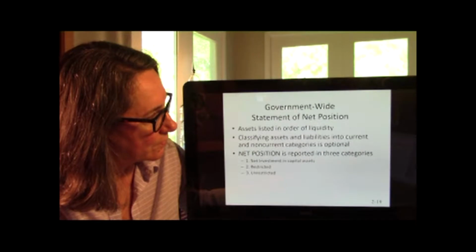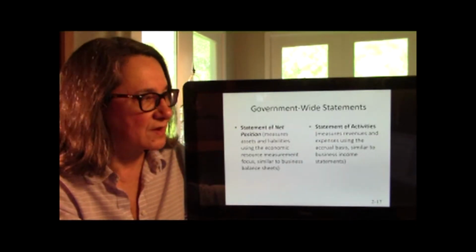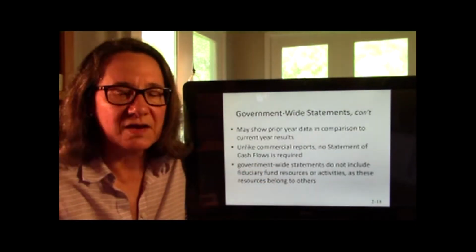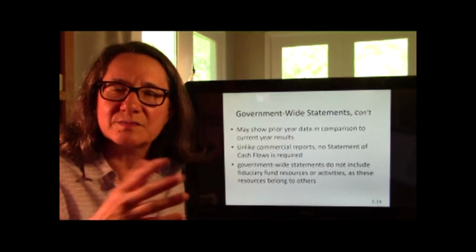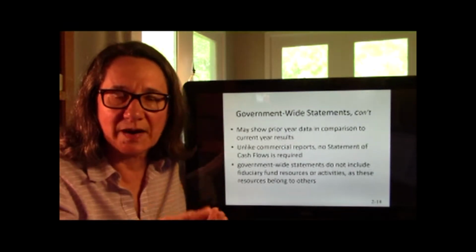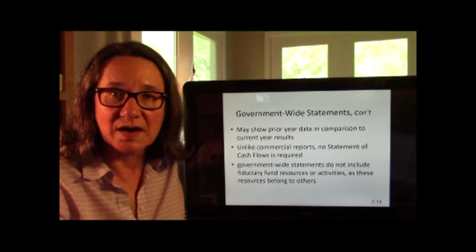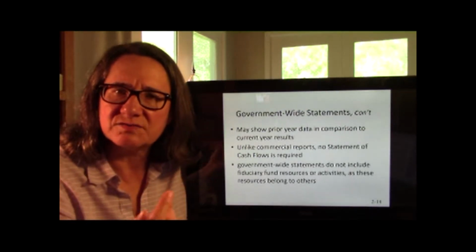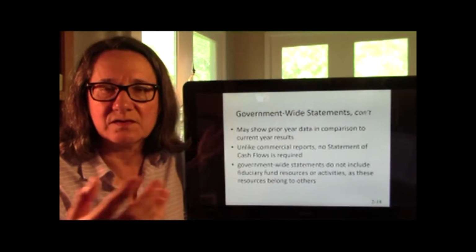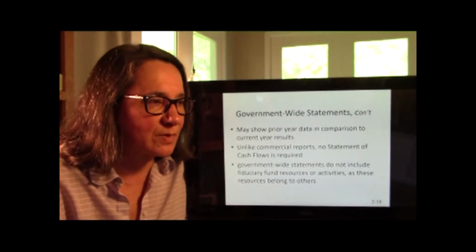So there's no separate statement of cash flows for government-wide. There are some cash flow statements that you prepare for funds, right? Proprietary funds, if you think about it, yeah, they have cash flow. Like the water department has revenues, has expenses, cash flow, but not government-wide.